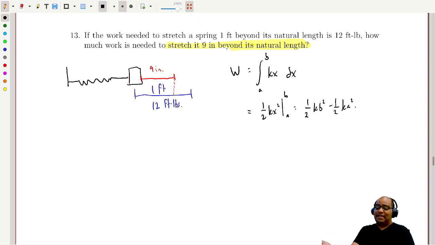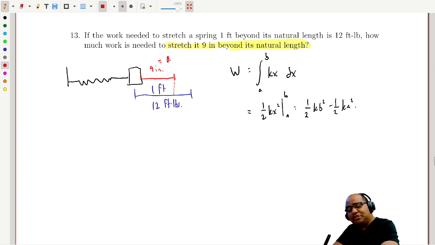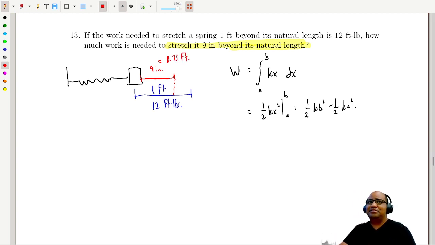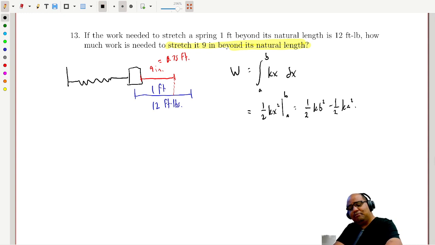Now here we're going to take a to be 0, that's the equilibrium position, and b is going to be 9 inches, which remember, we want to put in canonical units here. 9 inches, that's 3/4 of a foot. 12 inches in a foot, 9 divided by 12. All right, so now let's go ahead and put in everything that we know here.